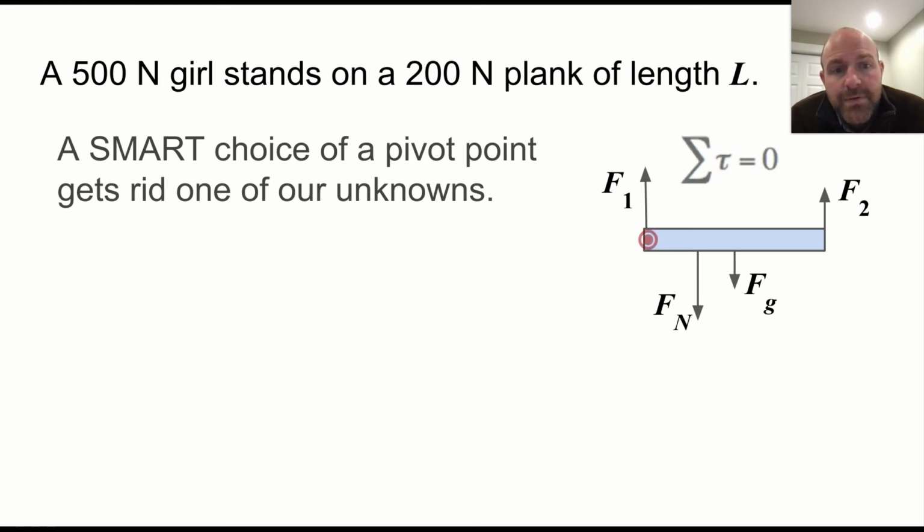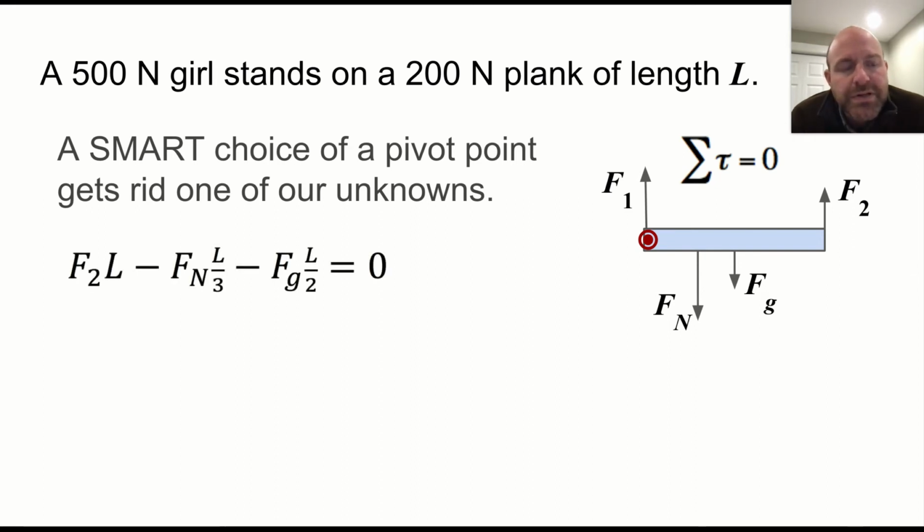So I can pick a pivot point at, say, F1 on the left, which also makes sense since we tend to put the origin on the left and positive is out to the right. So that kind of fits with our Cartesian coordinate system. So the net torque equation then becomes this: F2 at a distance of L minus Fn at a distance of L over 3 minus Fg at a distance of L over 2.